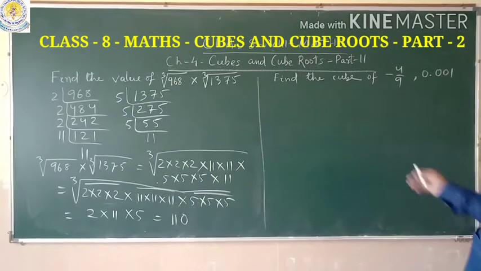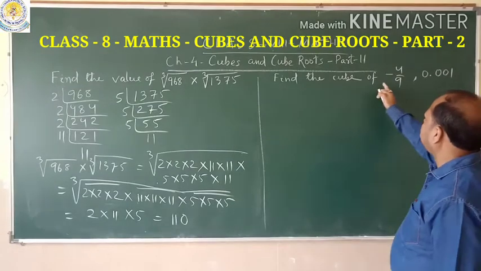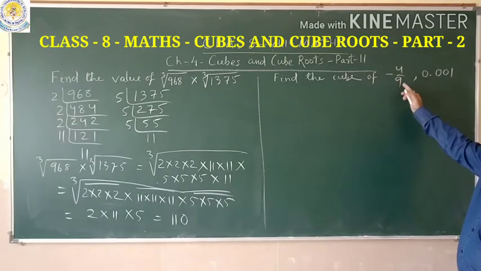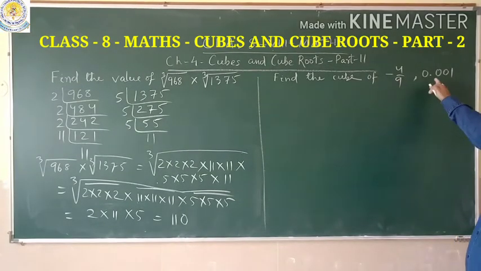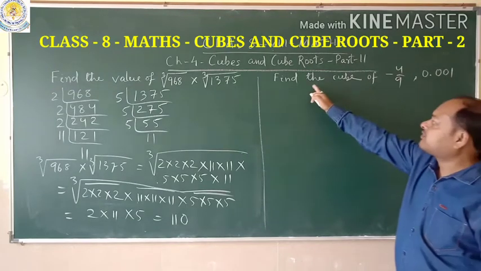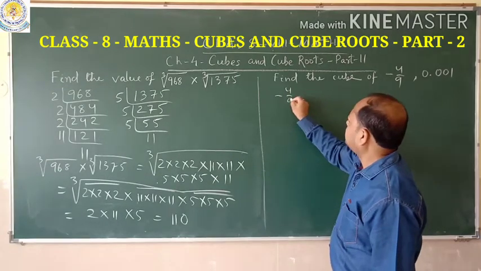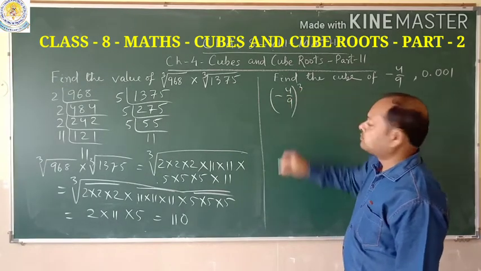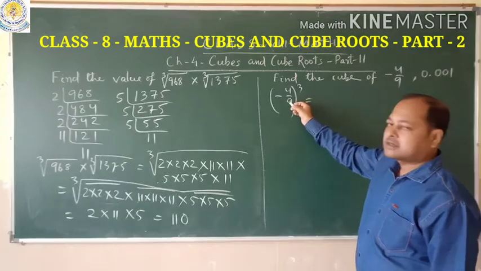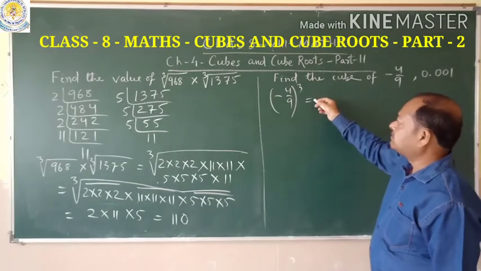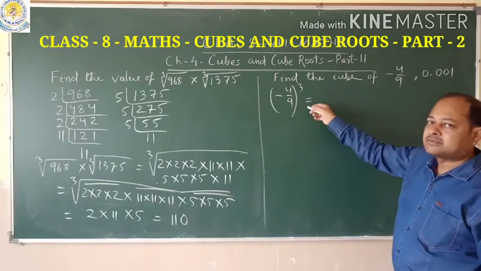Now let's solve this question. Find the cube of minus 4 upon 9 and another number, a decimal number I am taking here, 0.001. The question is saying find the cube. So we will start now. Minus 4 upon 9 to the power cube. That means this rational number will be multiplied the same number 3 times.